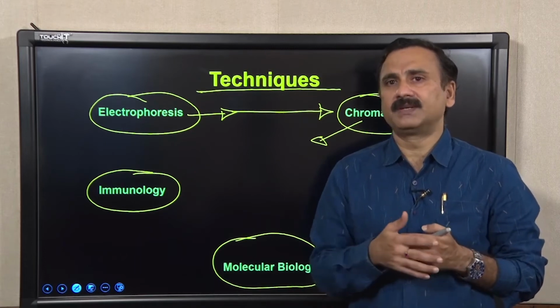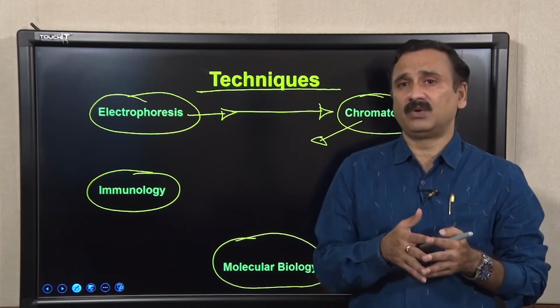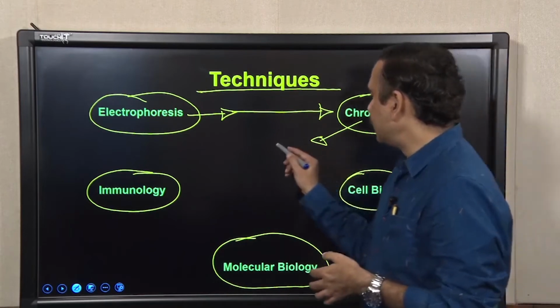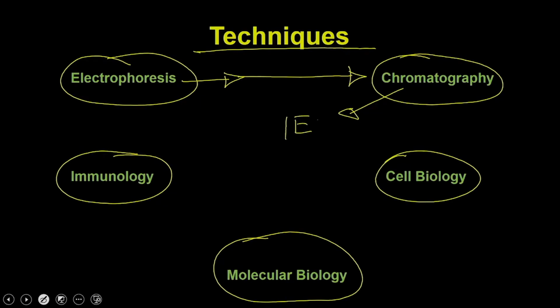Following that, we also discussed the different types of chromatography techniques. We discussed ion exchange chromatography, hydrophobic interaction chromatography, gel filtration chromatography, and we also discussed affinity chromatography.